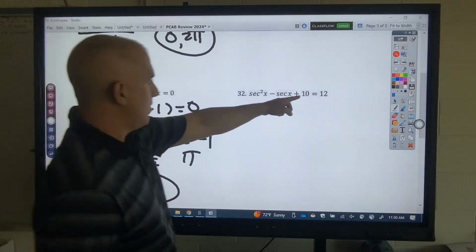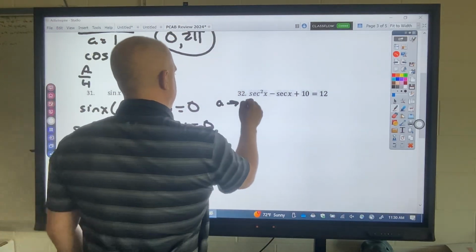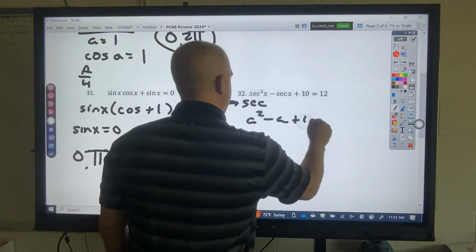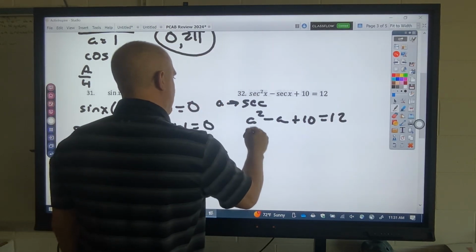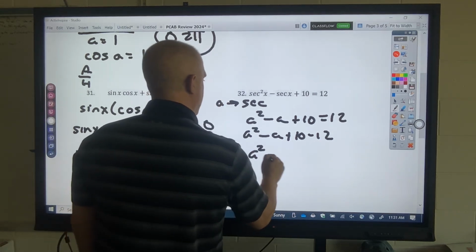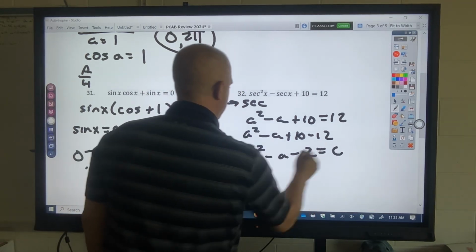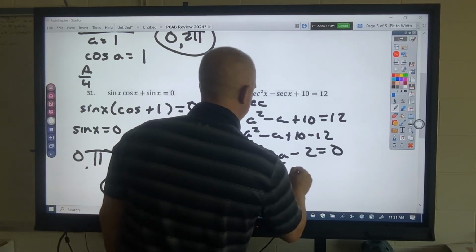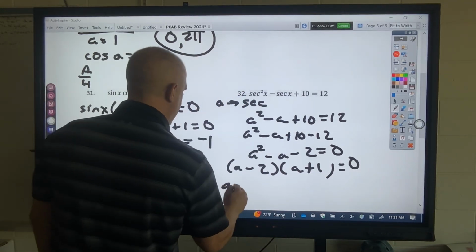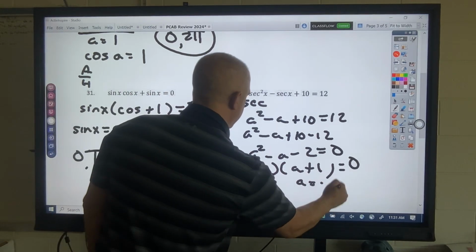Okay, this one, what I'd do is I would take out secant for A. So that's A squared minus A plus 10 equals 12. Bring that back over. So that's A squared minus A minus 2 equals 0. A minus 2, A plus 1 would be the factoring. I solve each of those. That'd be A equals 2. That'd be A equals negative 1.